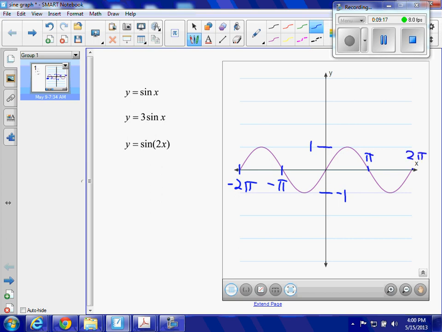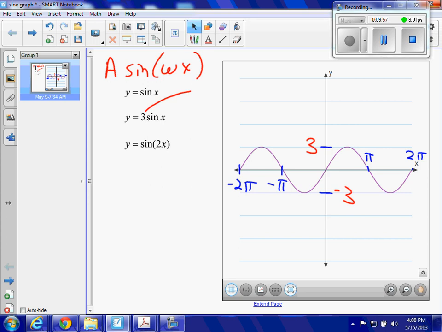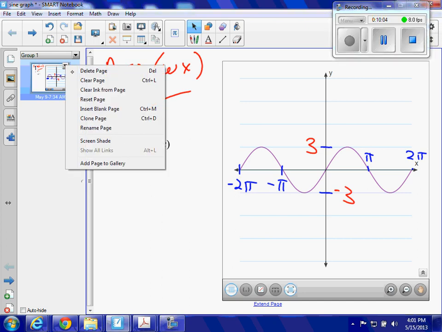And what I'm going to do is, since all I have in this revised function here is a changed amplitude, all I have is the A. Let's write that up here. A sine omega x. All I have is a changed A. An easy way to do this, instead of actually stretching the graph, is just to go like this. I'm going to make my amplitude 3 and negative 3. So instead of having to redraw the graph, really all I've done is I've changed the axes. This is allowable.